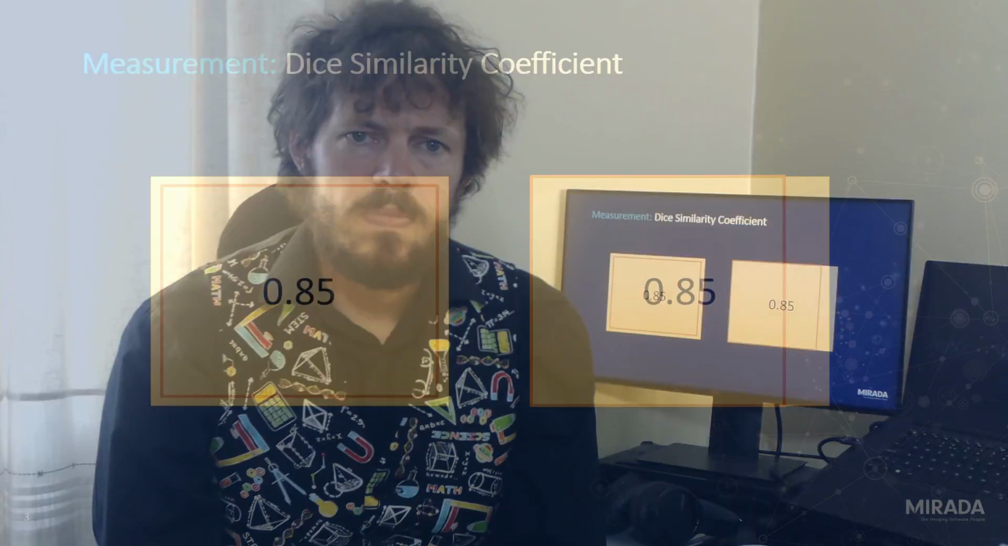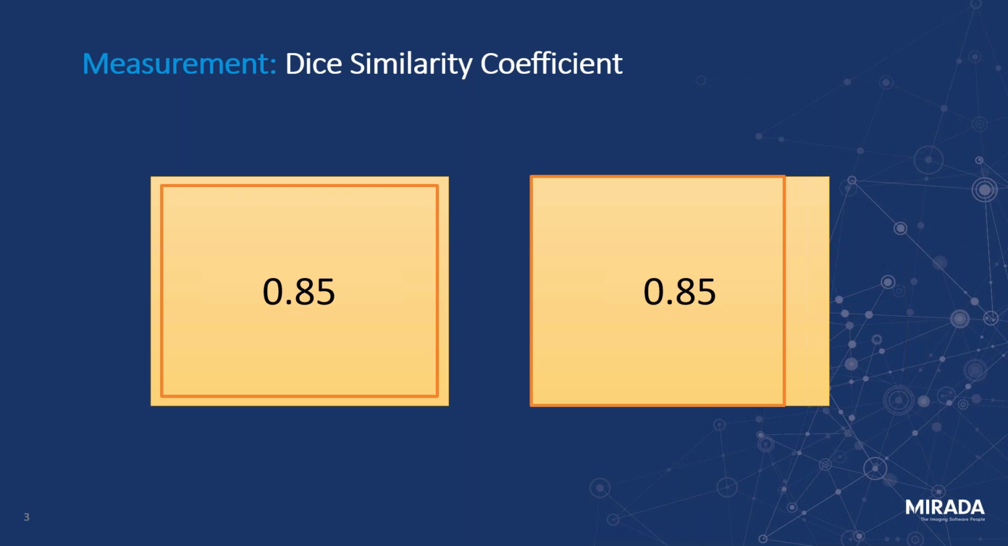Both of these contours end up having exactly the same dice score. But they are quite different contours. So are those contours the same quality of segmentation? The dice similarity coefficient would suggest that they are. In this paper, they propose the added path length.